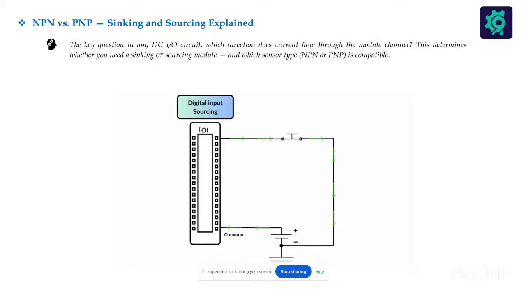So the key question in any DC IO circuit is: which direction does current flow through the module channel? This determines whether you need a sinking or sourcing module, and which sensor type, NPN or PNP, is compatible. We have different types of modules, and they can be sinking type.